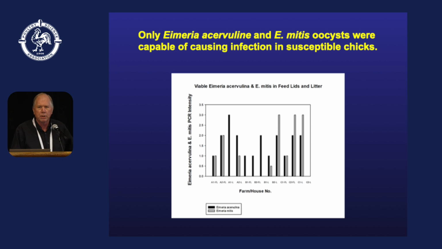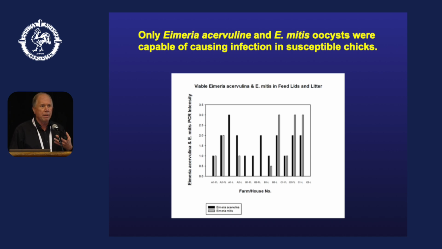E. cervulina and mitis that were causing infection, because they're excreted. Their patent period is much shorter than the other species, Maxima, Tenella. But also they sporulate. Because they have a head start, they sporulate much more rapidly than the other species.